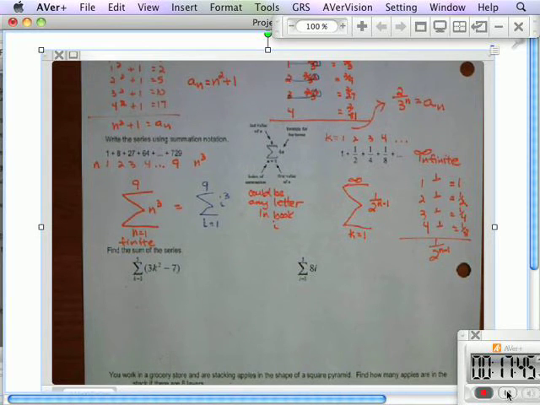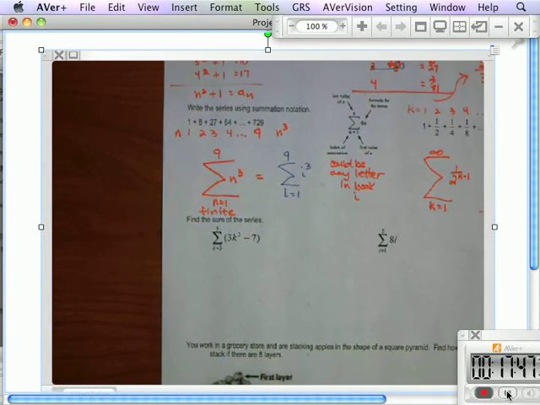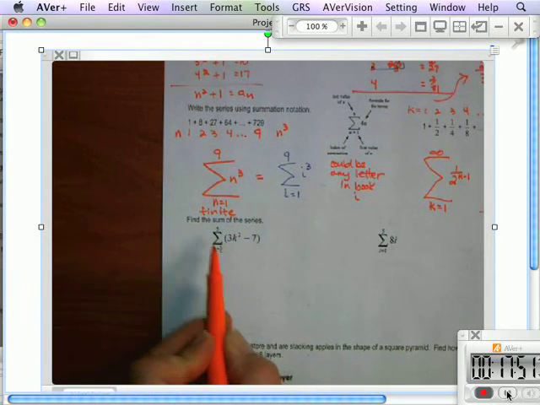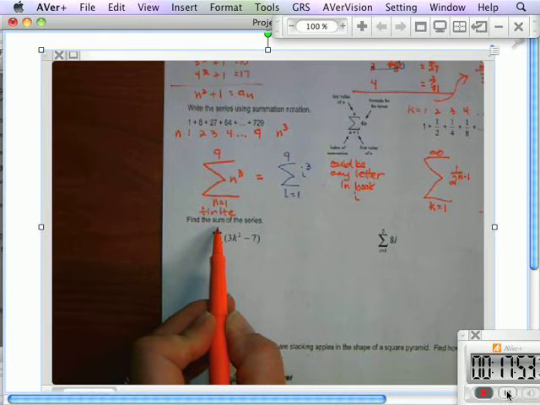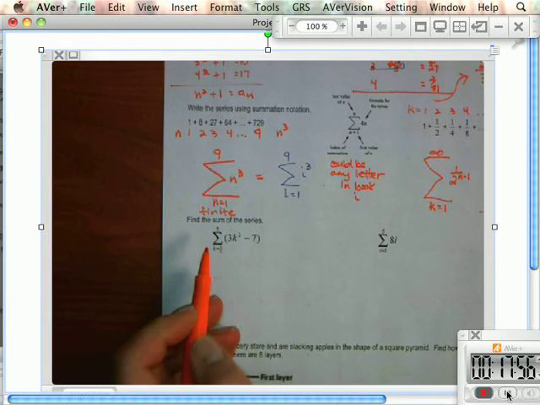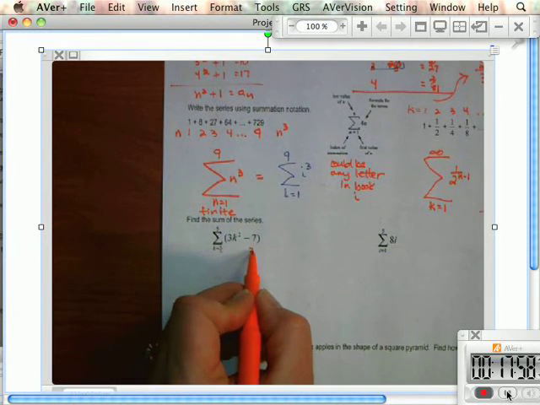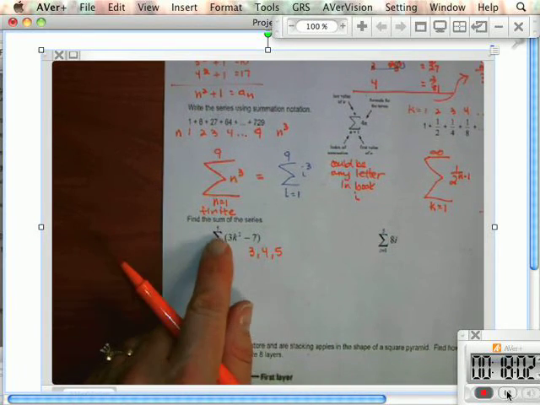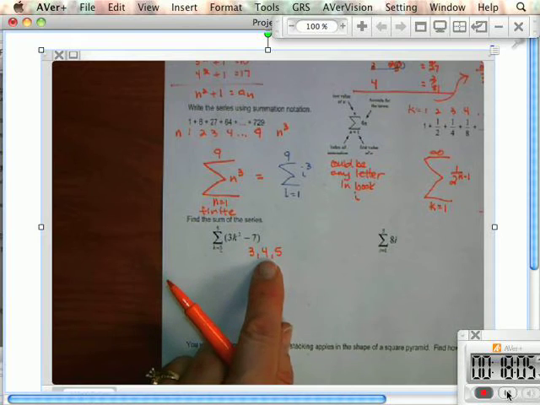Okie dokie? All right, find the sum of the series. Let's analyze this. It's saying our input starts at 3, and then we're ending our input at 5. So what we do is we take k, we're going to do it for 3, 4, and 5. That's what that's telling me right here. It starts at 3, ends at 5. So we're going to have to plug in 3, 4, and 5.